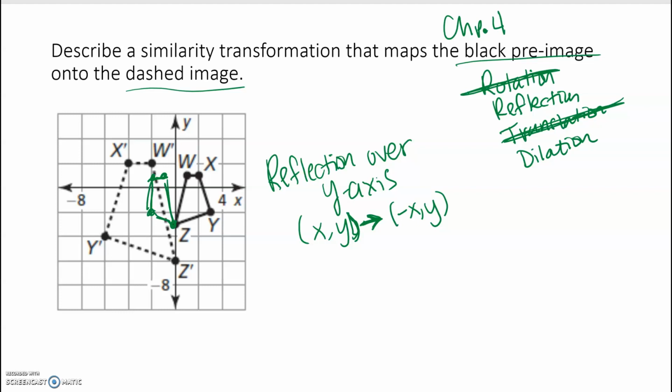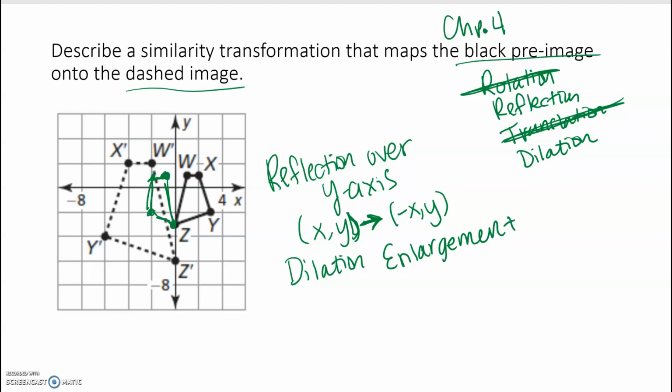Okay, then since the size is wrong, I know that I have a dilation. And my dilation comes from how big or small the shape got. So going from that green new shape to the dashed shape, I know that I'm getting bigger. So this is an enlargement. And I just have to figure out an enlargement by how much. So that's where the scale factor comes in.